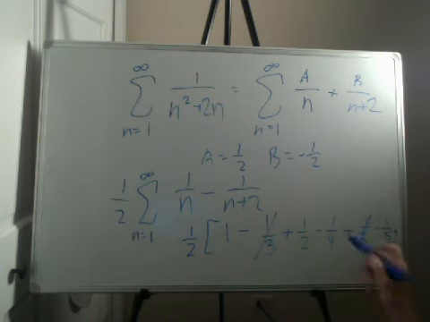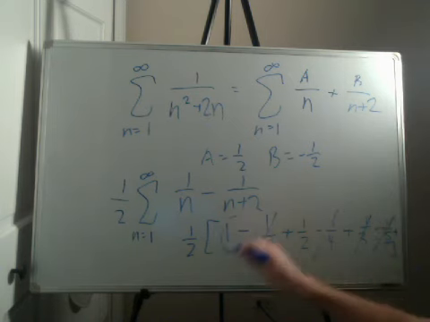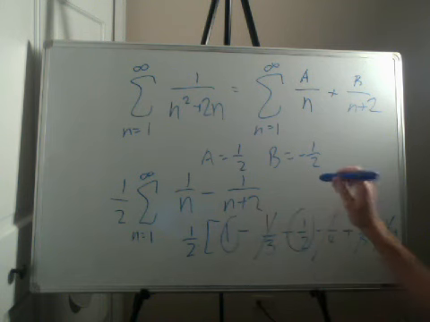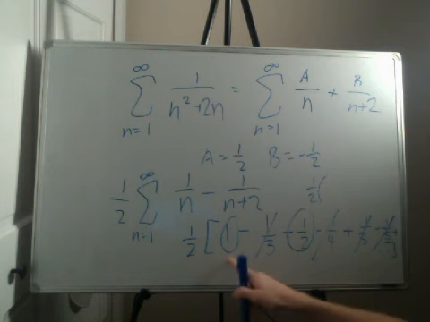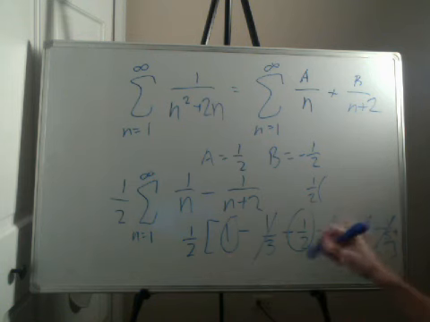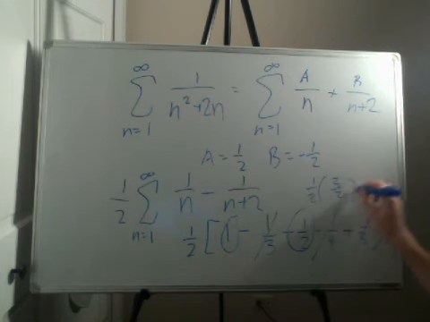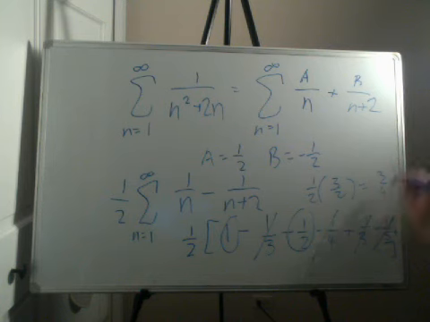And as you went on, you'd get a plus 1/4, plus 1/5. That means these are going to cancel out, these are going to cancel out. So you're left with a 1 and a 1/2. So therefore, you get 1/2 on the outside times 1 plus 1/2, which would be 3/2, which equals 3 over 4. And that is what your telescoping series will converge to.